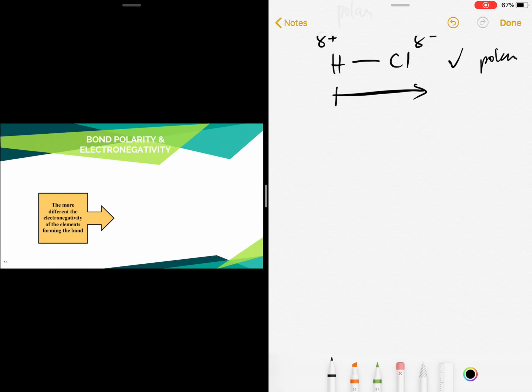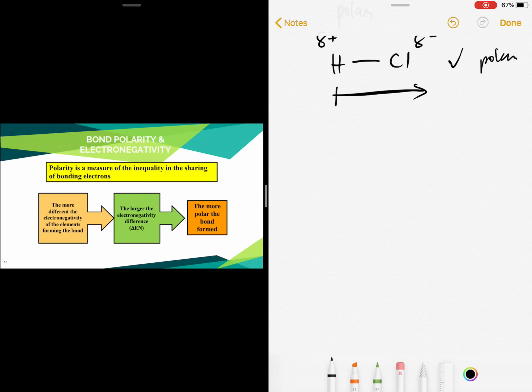Okay, the more different the electronegativity of the elements forming the bond, the larger the electronegativity difference, the more polar the bond formed. So, mas malaki yung electronegativity difference ng mga elements mo from each other that is forming the bond, mas polar sila. Ayan. Polarity is a measure of the inequality in the sharing of bonding electrons. So, I wouldn't delve deeper into that.